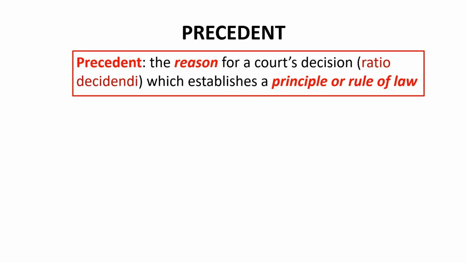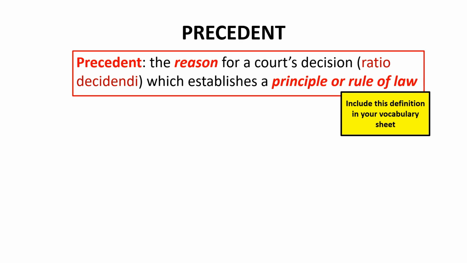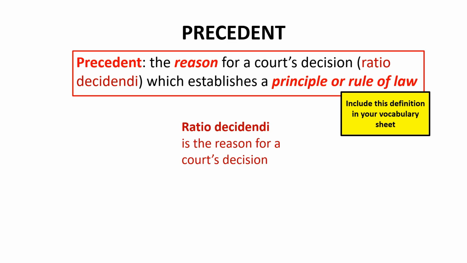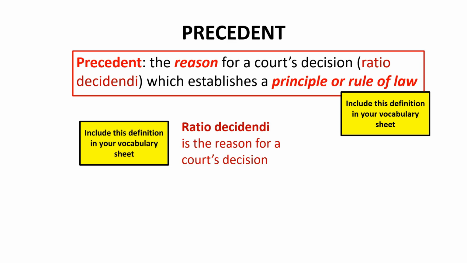Let's start off with our first learning intention, which requires you to describe what precedent is. This slide sets out the definition of a precedent. A precedent is the reason for a court's decision which establishes a principle or rule of law. Look down the left-hand side of your vocabulary sheet, find the term precedent and write this definition in there. You also need to know that the Latin for the reason for a court's decision is the phrase ratio decidendi. Look down the left-hand side of your vocabulary sheet, find the term ratio decidendi and write this definition in there.